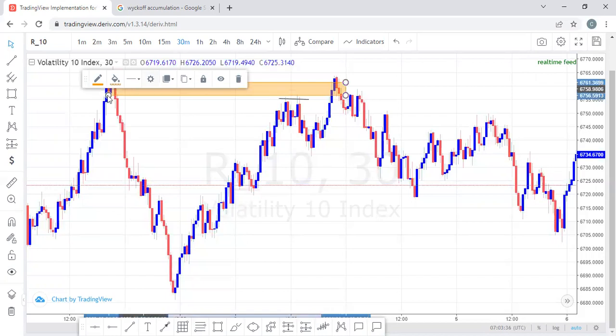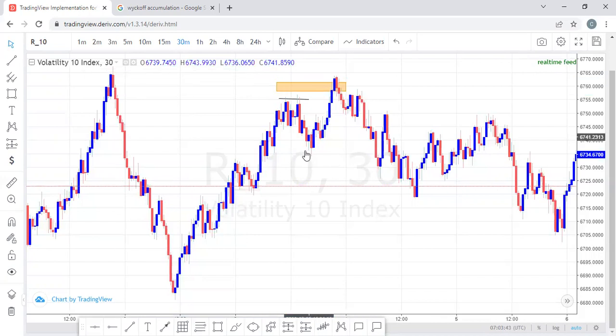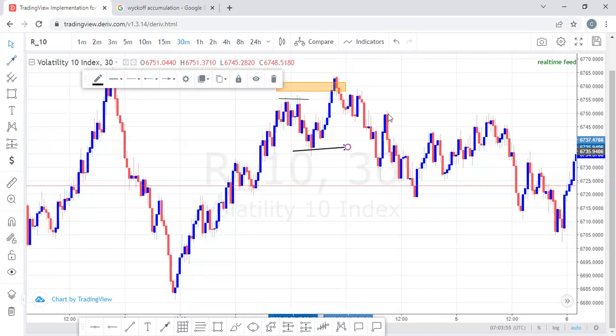So how would you have made this entry? It's also a bit large, so we can use our change of character. You can see this high, this low, the UTAD, and then look at the change of character. The market came and cleared this low, gave a retest. And where is our retest? This supply zone. Can you see how this played out?